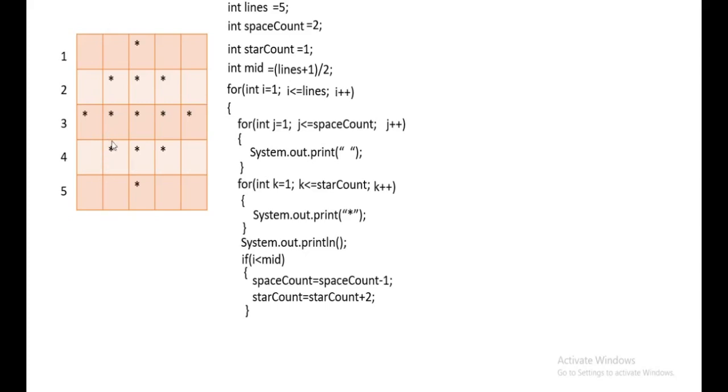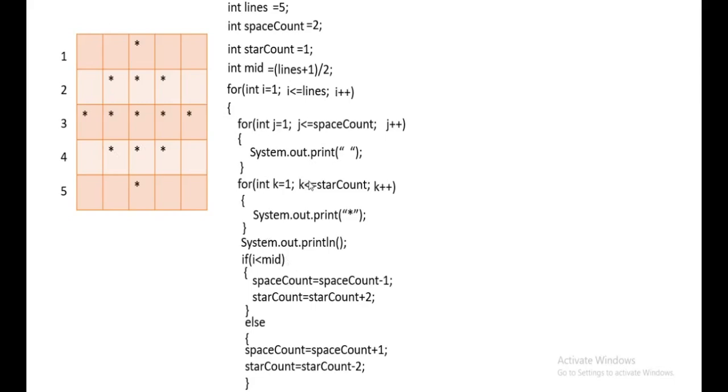Then see the below part of the middle line. Each time a line is completed, the number of spaces increases by 1 and stars decrease by 2. So take an else statement and give conditions. Space count equals space count plus 1 because space is increased, and star count equals star count minus 2 because stars are decreased. Here our coding part is completed.